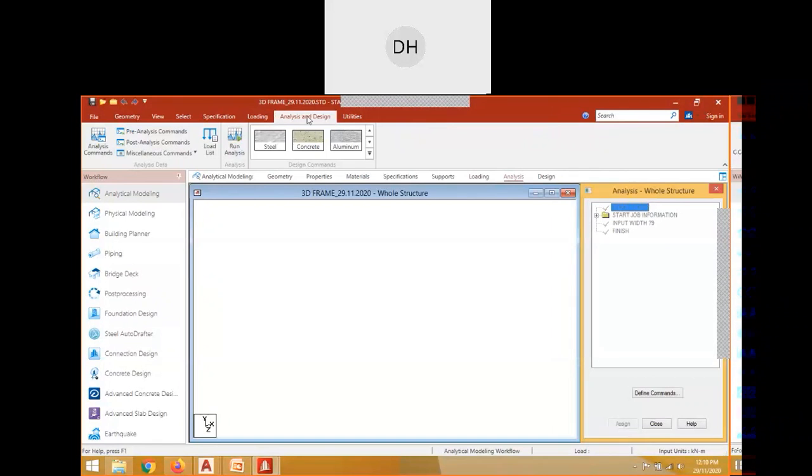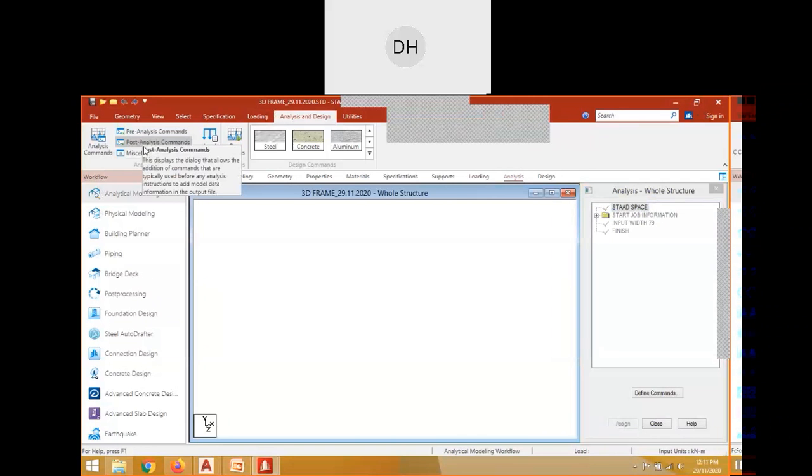Then there is a tab called analysis and design, right? Once you go to this particular tab, you will see the analysis commands. There are basic commands that you need to give for the analysis, like perform analysis, print, support reaction, like that. So these are all analysis commands. And then there are pre-analysis commands and post-analysis commands. Of course, this you have to use for the pre-analysis thing. There are commands like takeoff and all.